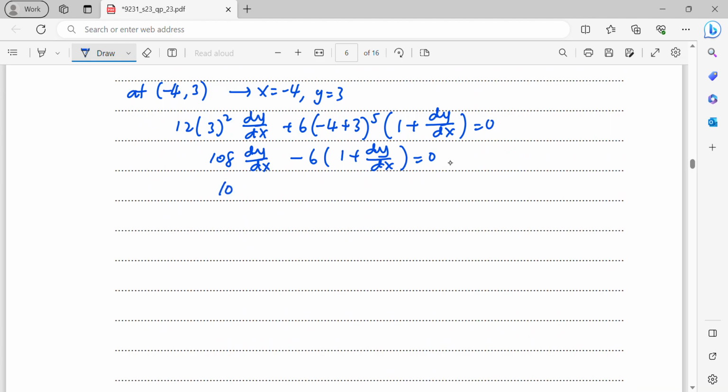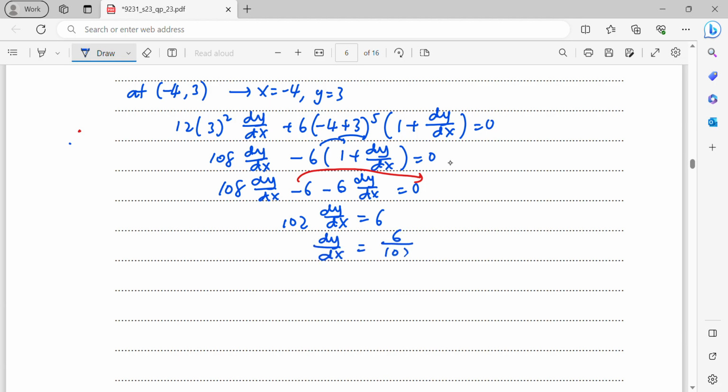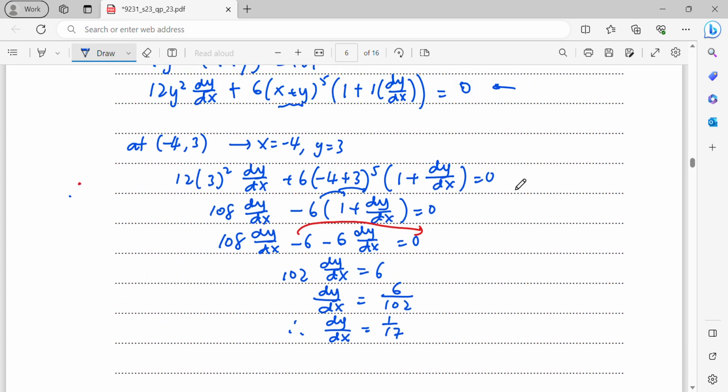Alright, so 108 dy/dx minus 6, bring in the term, minus 6 dy/dx equals to 0. So first term minus third term, it will be 102 dy/dx, and at the same time, the minus 6 will be moved to the right side. So it becomes positive 6. So now my dy/dx is 6 divided by 102. And this is same as 1/17. Okay. So done for the A.